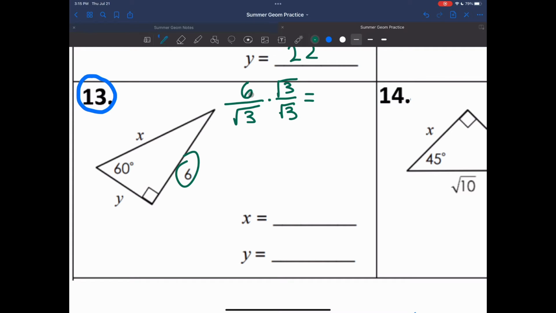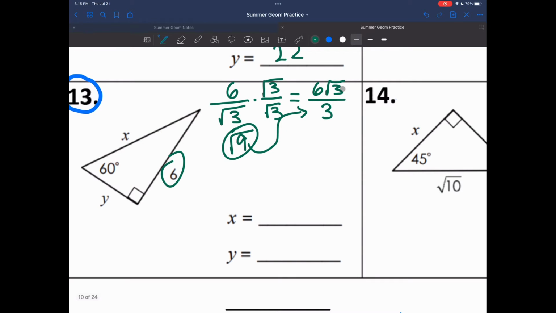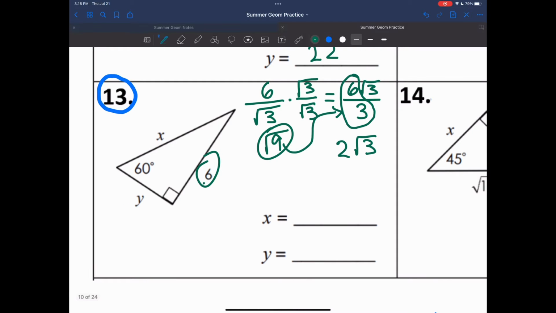Multiplying straight across, that's going to give me 6 times root 3, which is just 6 root 3. Now, root 3 times root 3, if you think about it, is the square root of 9. But then what is the square root of 9? It's just the number 3. Okay, and then there's one other thing you can do to simplify this. You can do the 6 divided by 3. Divide the normal numbers, so that's going to give me 2 square root 3. So what we just found would be the short leg, so y is 2 square root 3.